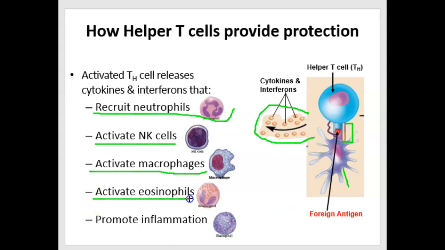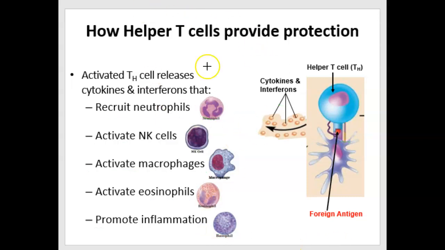Activating eosinophils to destroy any parasitic toxins. And activating basophils to release histamine and promote inflammation or an increase in blood flow to the area. So that's one thing that's really important about helper T cells. There are other things that we'll talk about with the immune system.